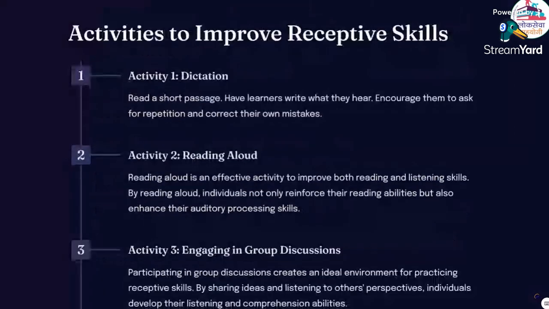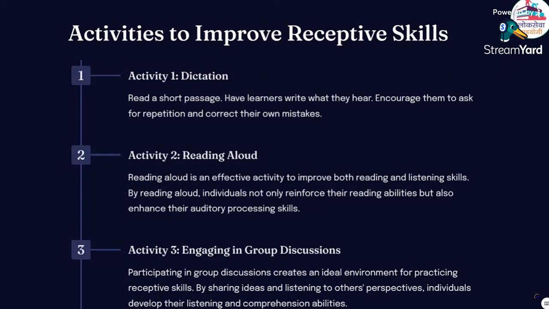Now we jump to activities to improve receptive skills. Activity 1. Dictation. Read a short passage. Have learners write what they hear. Encourage them to ask for repetition and correct their own mistakes.